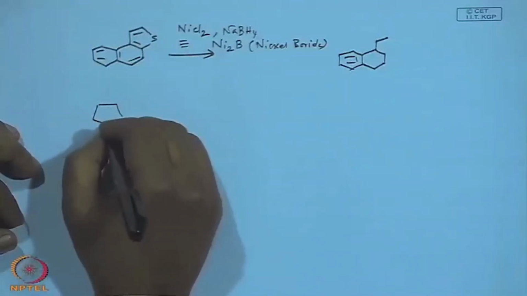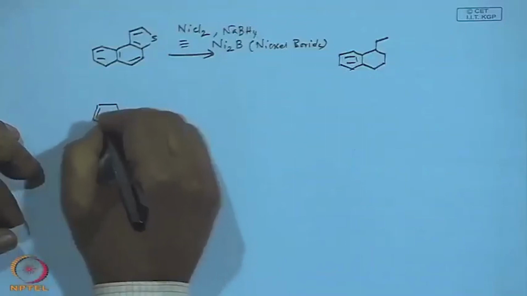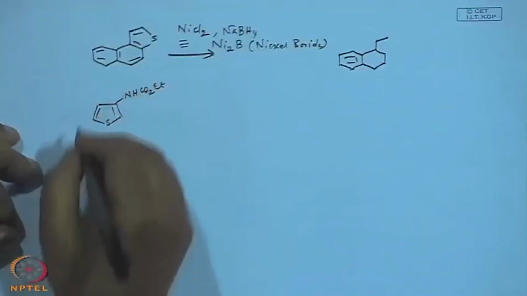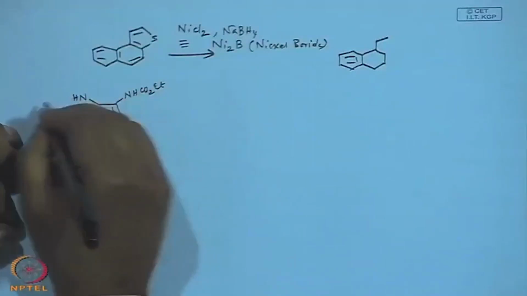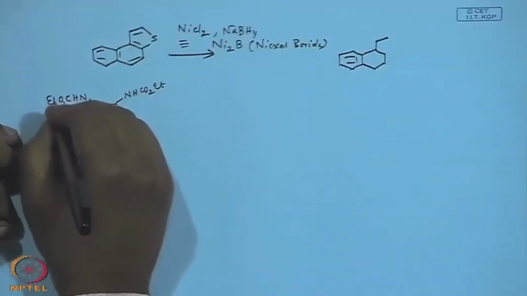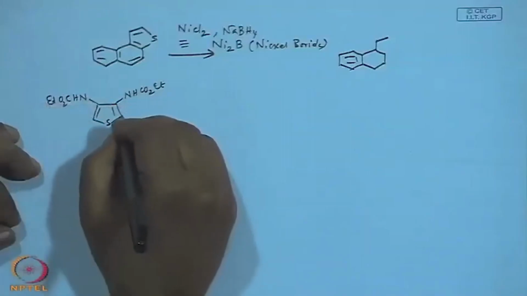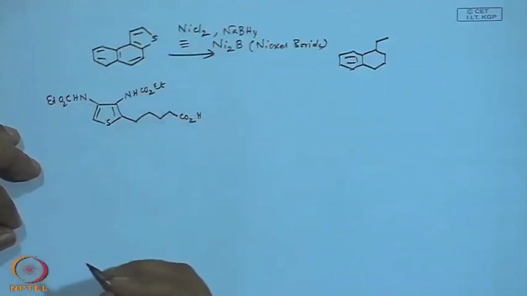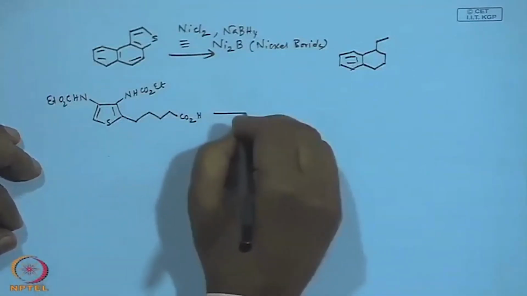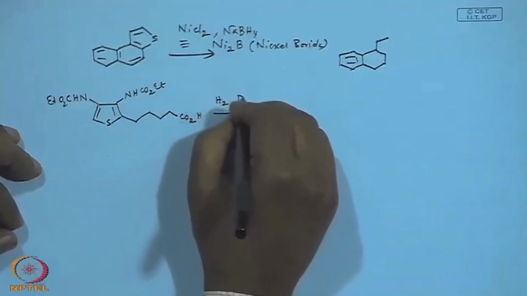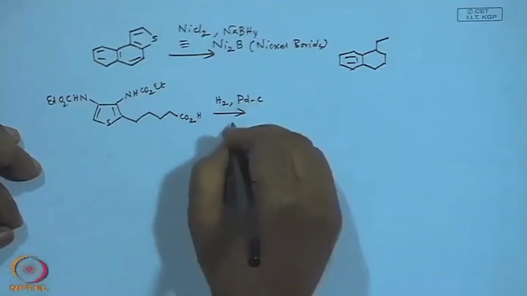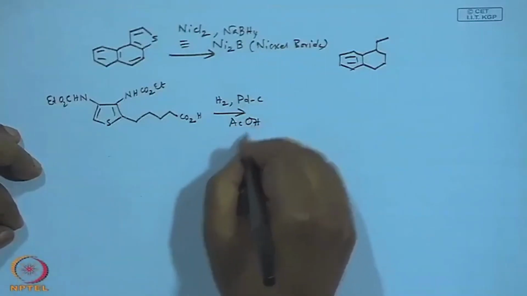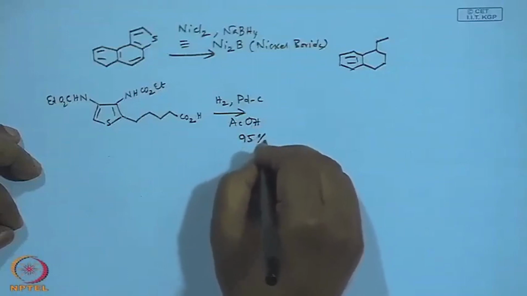Again a thiophene, and then you have a carbamate side chain, again a carbamate side chain, then a side chain up here with a carboxylic acid. Do not worry about the number of carbons in the chain. Now, the reaction condition is hydrogen and palladium on carbon, and the solvent is acetic acid, and whatever the reaction product is, the yield is excellent, 95%.